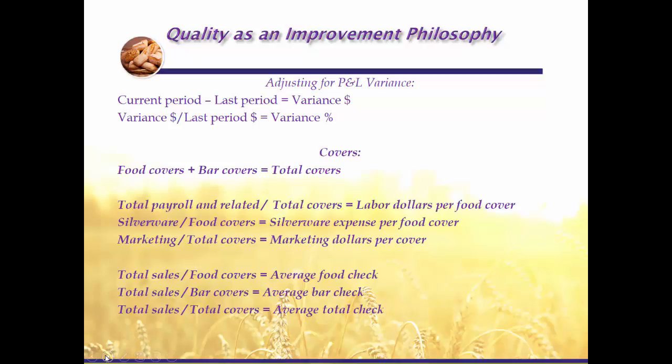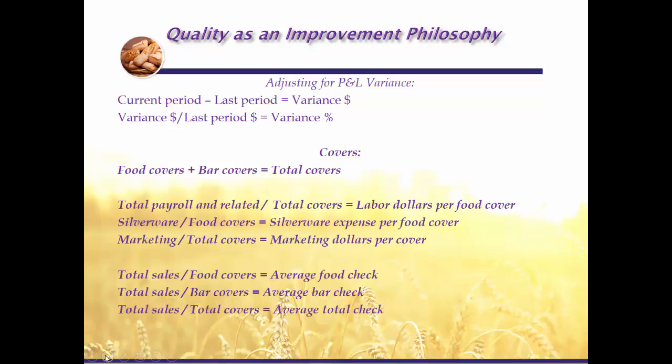To get the labor cost per food cover, you just take the total payroll and related amounts and divide it by the total covers. To get the silverware expense per food cover, we get the silverware and we divide it by the food covers. To get the marketing dollars per cover, we take the marketing and divide it by our total covers. Now these are important because if we're not bringing in enough people, then maybe we need to adjust some of these areas.